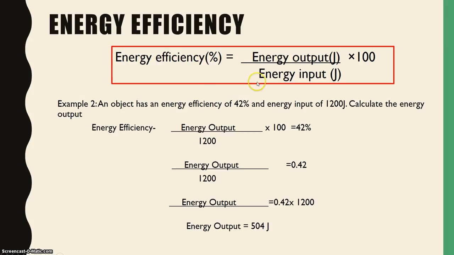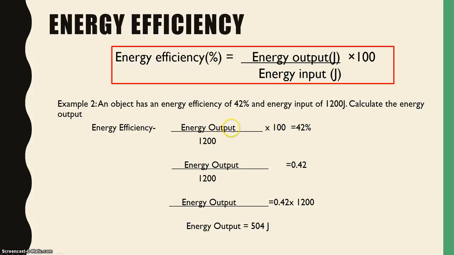If we're doing a slightly more complicated problem, this one here: an object has an energy efficiency of 42%. So you're told the energy efficiency. Then you're also told the energy input, and you're asked to calculate the energy output for this particular object. To do that, you write the formula out. Energy efficiency is equal to 42%. We don't know what the output is, so that's an X there. And we do know what the input is, which is 1200 joules. So now we have X over 1200 times 100 equals 42%.